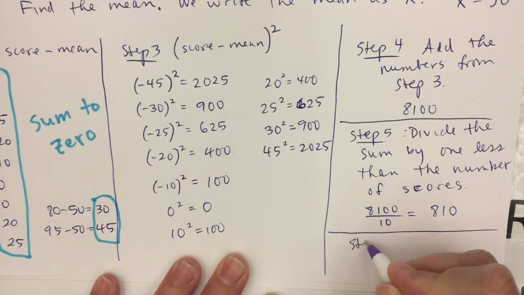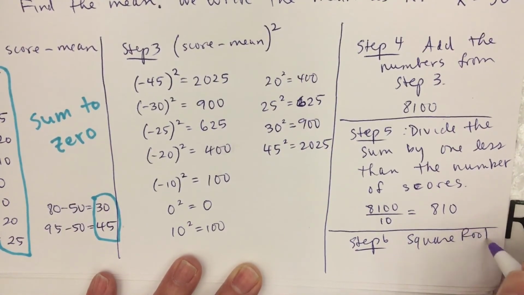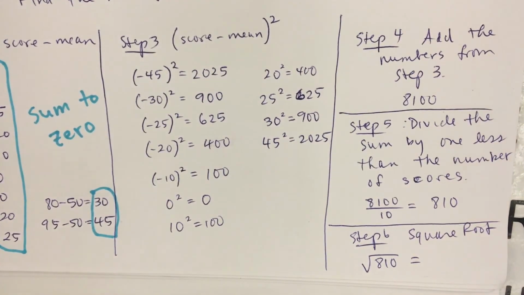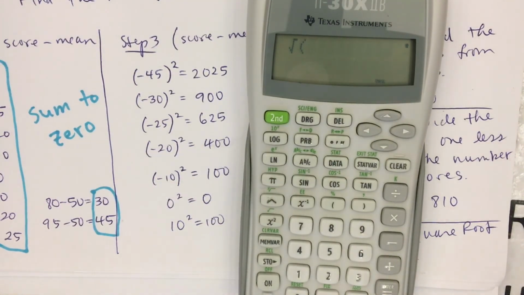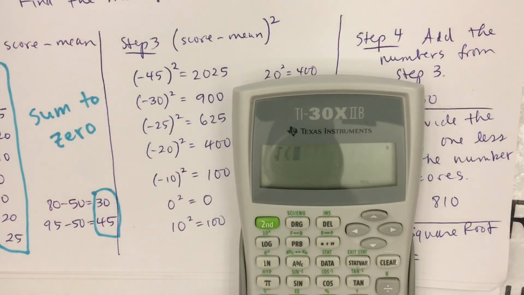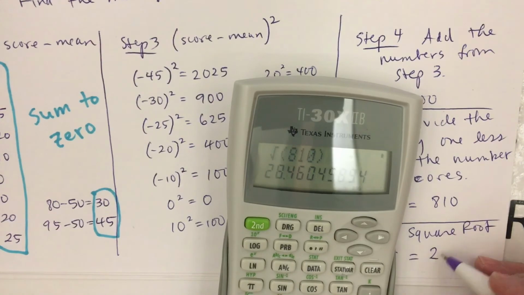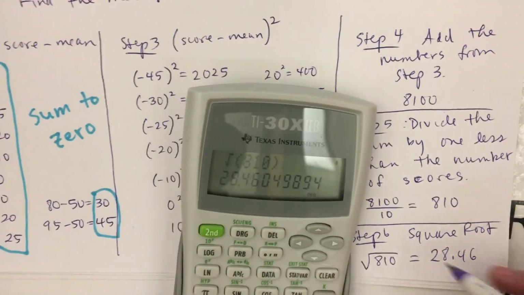Step 6 is we do the square root. And this is now the square root of 810. This is now the standard deviation. On my calculator, I'll go second x squared to get the square root button. It's going to open parentheses for you. It is a good idea for you to get in the habit of closing the parentheses at the proper place. This is square root's 28.46. There's a lot of digits there. I'll go with 28.46.